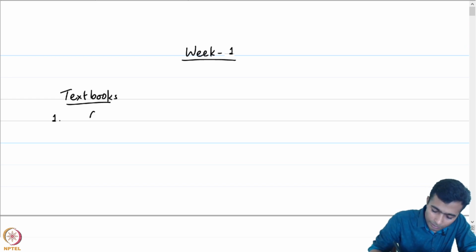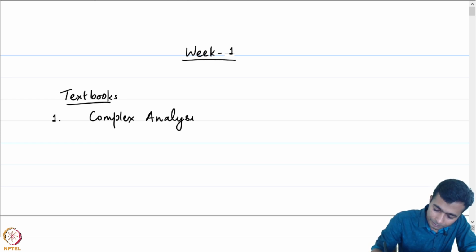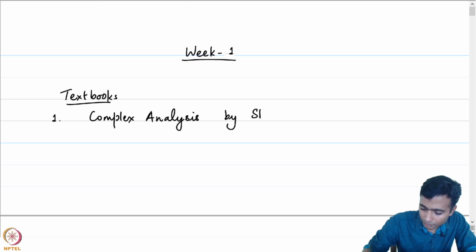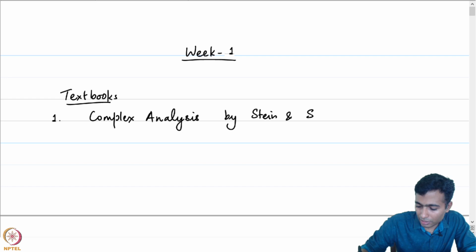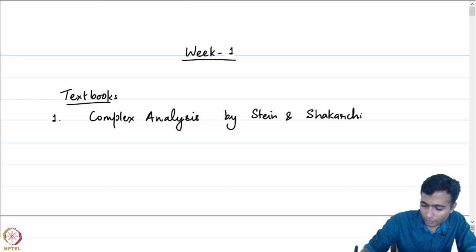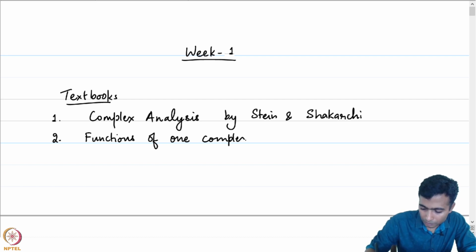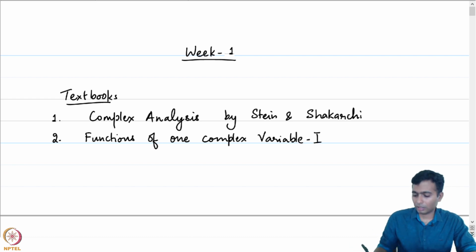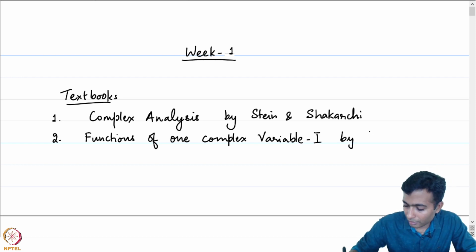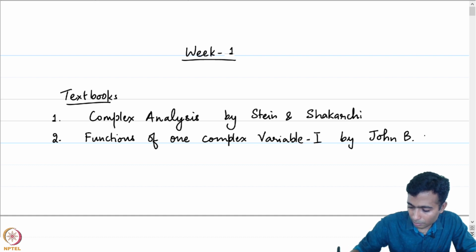The first one being Complex Analysis by Stein and Shakarchi. The second is titled Functions of One Complex Variable. There are two parts in this book, and the material that we will cover in this course will be found in the first part. It's by John B. Conway.